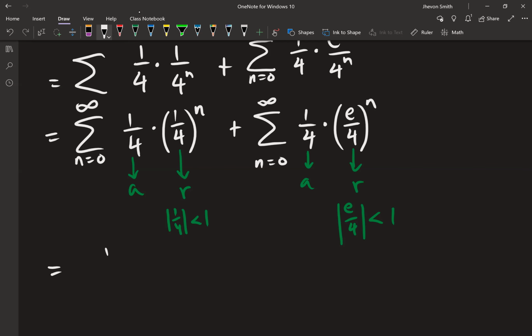This one converges to A over 1 minus R, plus the other one converges to A over 1 minus R.